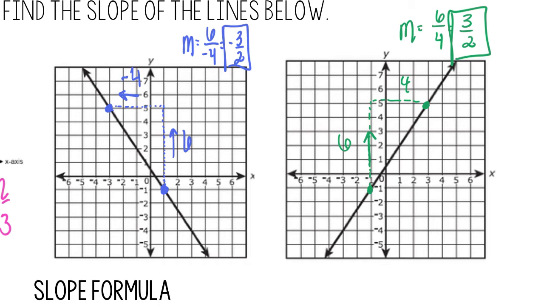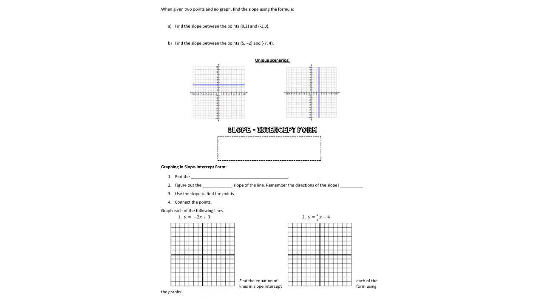You should have gotten a rate of change of 3/2. We do not write that as a decimal or as a mixed number. We leave it as an improper fraction when we're dealing with slope. Let's check out the next page.